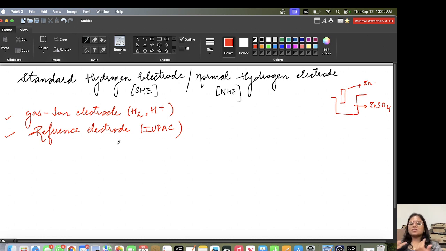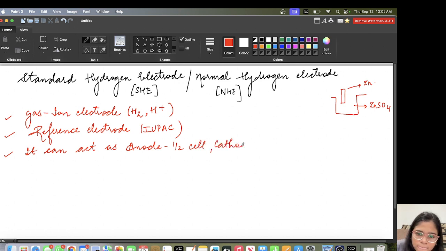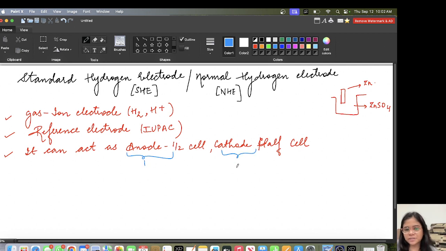So what do you mean by reference electrode? We'll understand it later. First, just understand that it can act as an anode half cell and also as a cathode half cell. Now you must be knowing that in the anode oxidation takes place, and in the cathode reduction takes place.